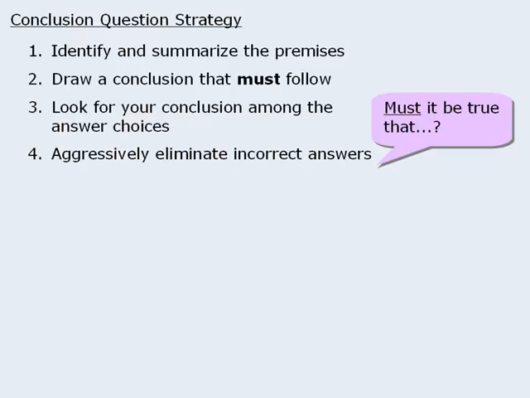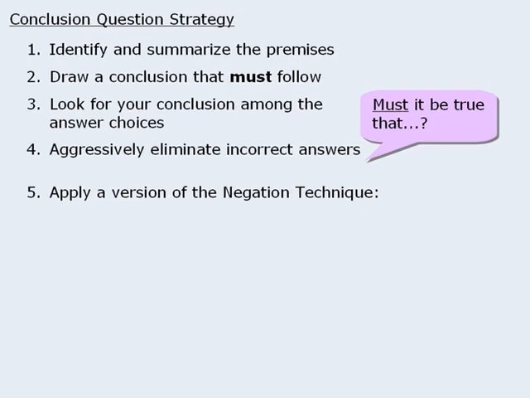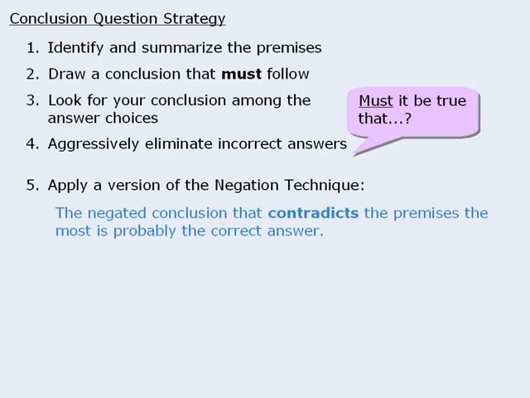Now, another strategy to consider is to apply a version of the negation technique that we learned in the lesson for assumption questions. To do this, negate each remaining answer choice. The negated conclusion that contradicts the premises the most is probably the correct answer. And finally, as always, be sure to check all answer choices. Okay, so that's the basic strategy for handling conclusion questions. Now let's examine some additional tips to consider as you follow these steps.